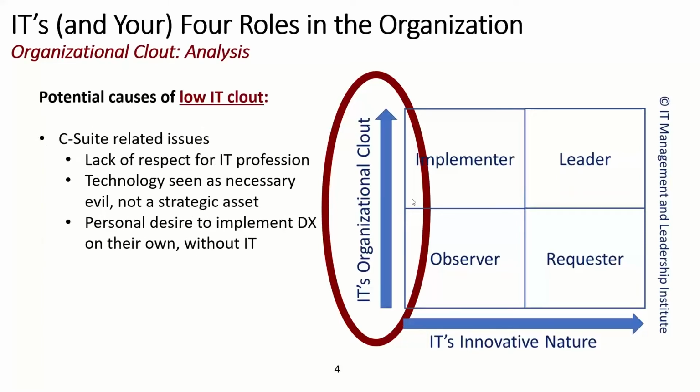Next, if you're looking at these and you say, well, what's low clout? What happens if you're low in this category and perceive yourself or IT to be? Well, what does that mean? What is it caused by? Well, it could be caused first by, as listed here, C-suite related issues. It could be a lack of respect for the IT profession. It could be technology seen as more of a necessary evil than a strategic asset. But what it also could be is just a personal desire of the people doing digital transformation within the C-suite to do it without IT.